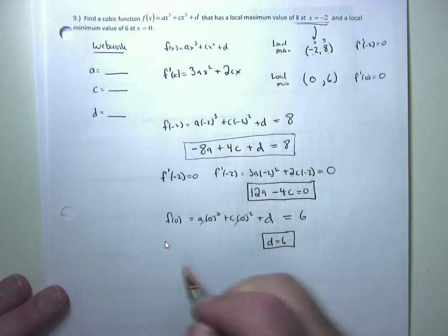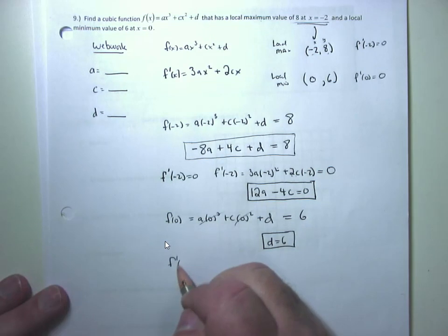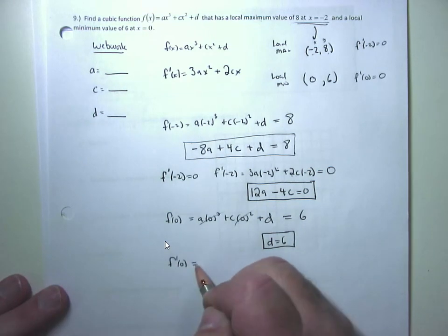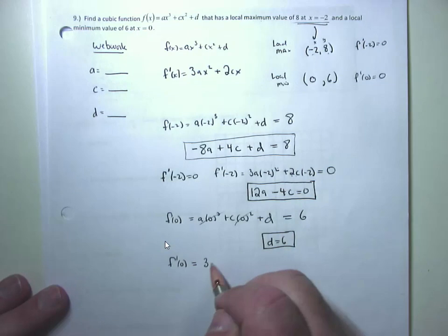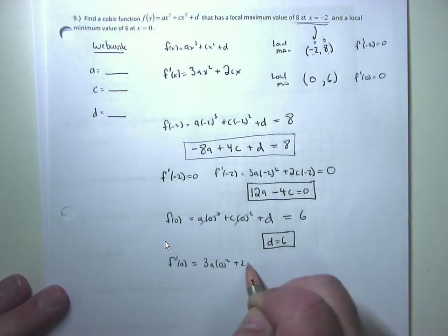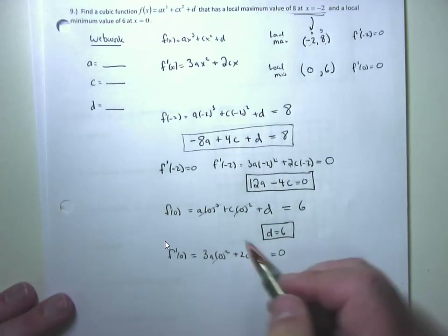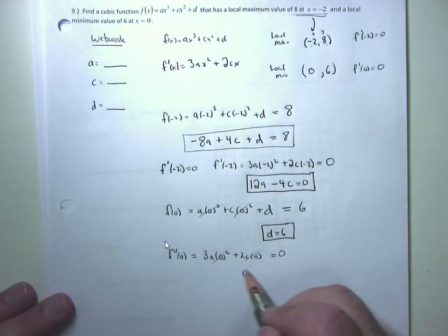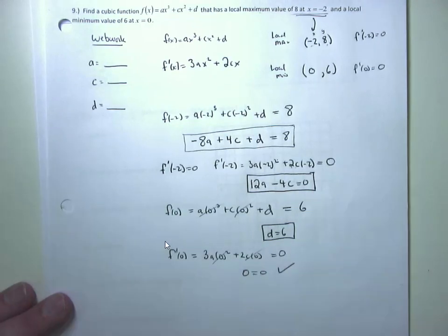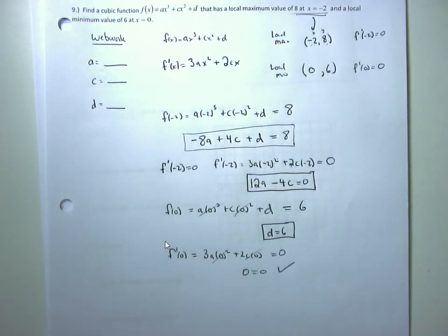And the last one, F prime of 0 has to be equal to 0. F prime of 0 would be 3A times 0 squared plus 2C times 0. That's got to be equal to 0, but honestly, I'm sorry, that doesn't help you out, because 0 squared is 0 and C times 0 is 0. Yeah, 0 equals 0. That's great, but that's not a real equation I can actually do anything with. Does that make sense? But don't worry, I've got enough information to solve this thing.